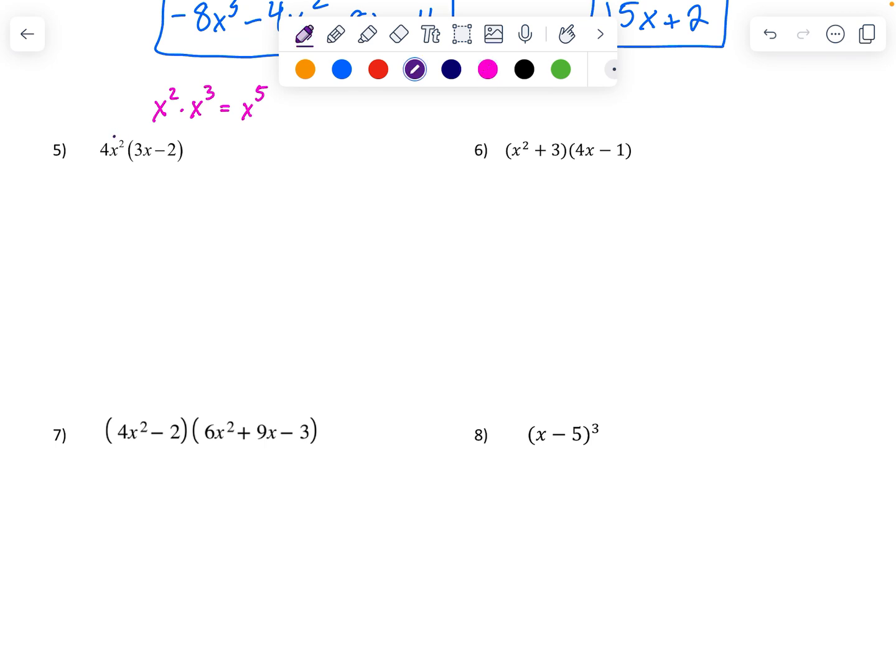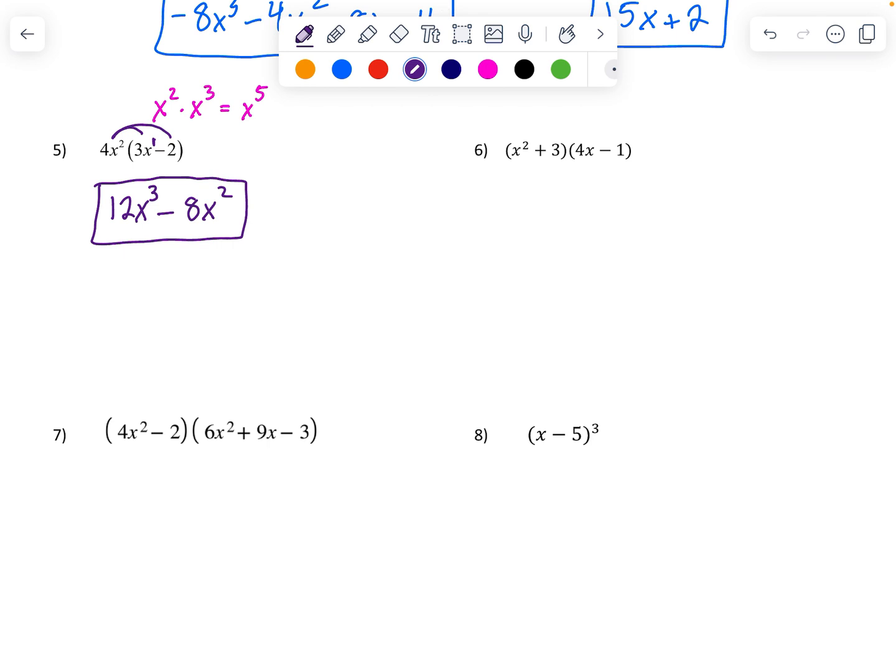So here, when I distribute, 4 times 3 is 12, and then there's an invisible 1 here, so I would add the exponents and it would become an x to the 3rd power. Then when I multiply here, I get a negative 8, and then the 2 doesn't have an x, so the x just stays the same. I can't simplify, so I'm done. And it's from biggest exponent to smallest, so standard form.